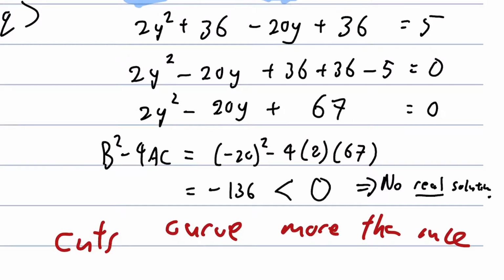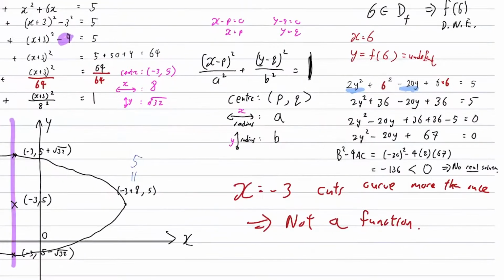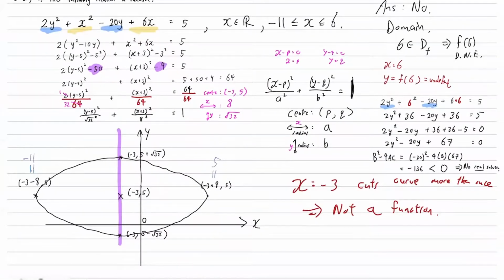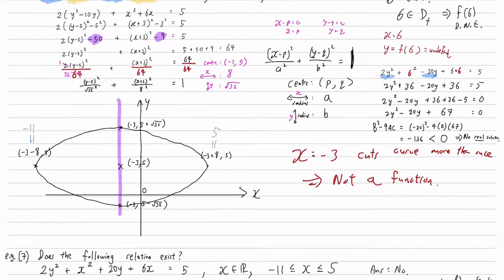So no real solution means what? It means you don't have a corresponding f of 6, which means that this is undefined. Okay, now that is for example 6. Now let's move on to the last example.